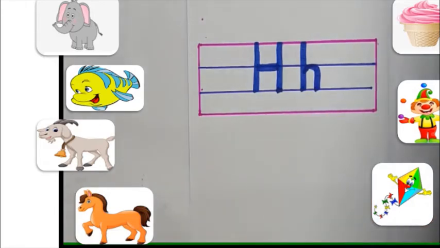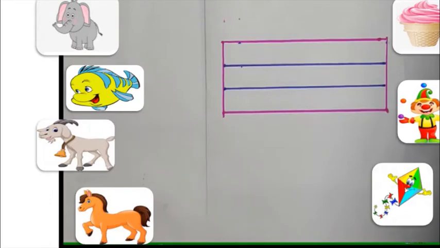So children, what sound does H make? H. Horse. Correct. The letter after H is I. So let us write letter I.